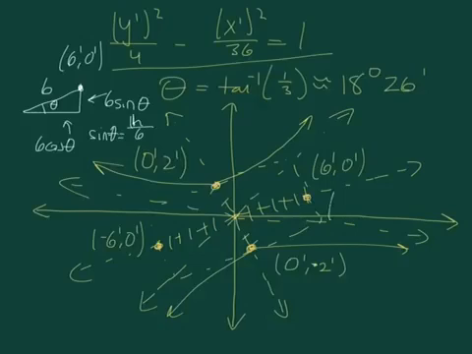So this right here is going to be 6 cosine of 18 degrees 26 minutes, comma 6 sine of 18 degrees 26 minutes. And it's that for all the points you need to graph. I'm not sure how many points he tells us to graph, but however many he tells us doesn't matter. You just do that. So that should do it. Good luck, kids.